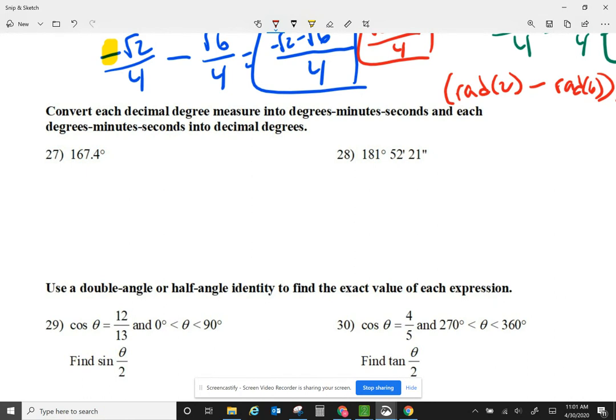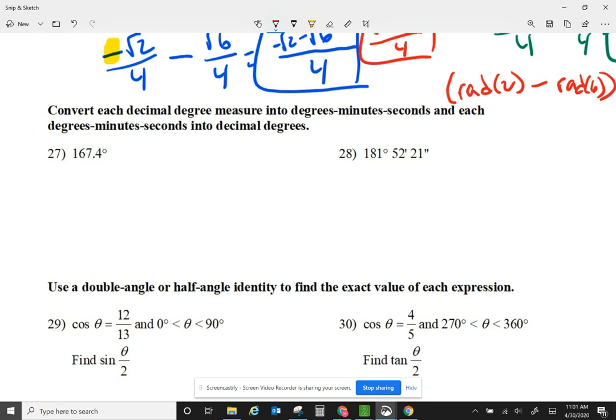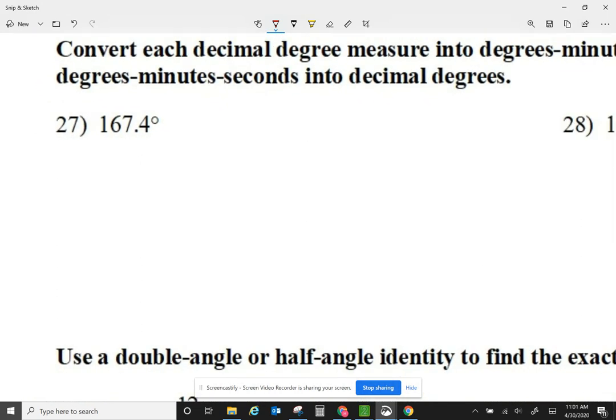Convert each decimal degree measure into degrees, minutes, seconds, and each degrees, minutes, seconds into decimal degrees. So if it's given to us in decimal degrees, I'm just going to start with 167 degrees. Now my point forward, I'm going to multiply this by 60. Keep in mind I said multiply. Multiply by 60, the decimal part times 60 gives me 24.